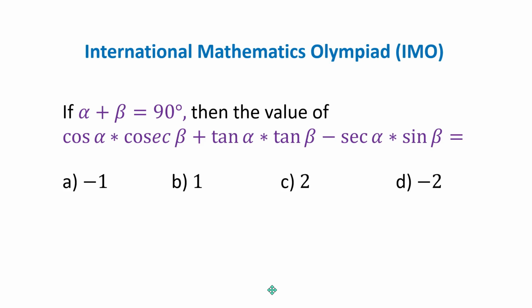In this session, let's solve an MCQ from the chapter Introduction to Trigonometry, and this MCQ is for the International Maths Olympiad or IMO. The numerical we are going to solve is: if alpha plus beta is equal to 90 degrees, then find the value of cos alpha multiplied by cosecant beta plus tan alpha multiplied by tan beta minus secant alpha multiplied by sin beta. There are 4 options given. Now let us see how to solve the problem.